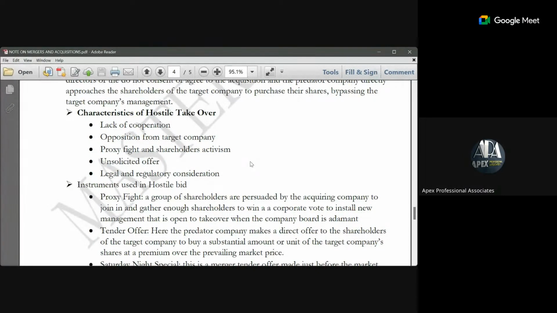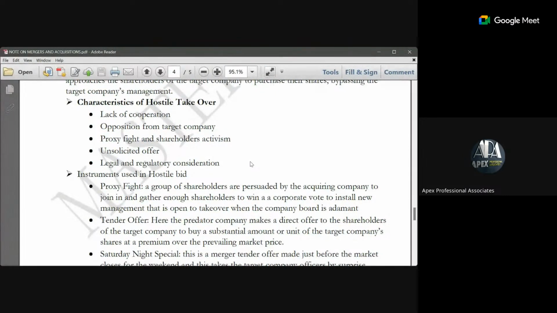Let me use that word, at a premium that is higher than the current market share, to entice the shareholders of the target company to support the merger or the acquisition, that is the takeover. We also have legal and regulatory consideration.